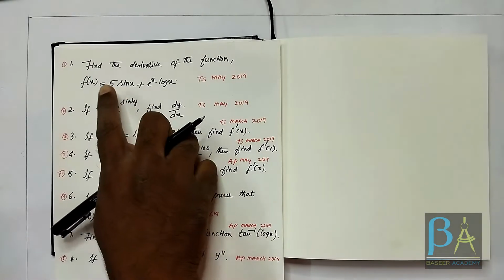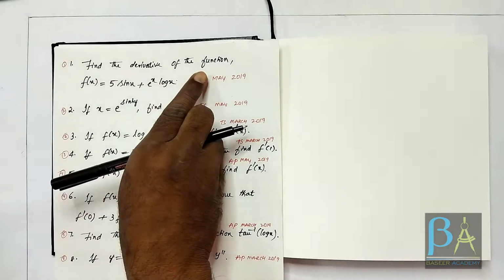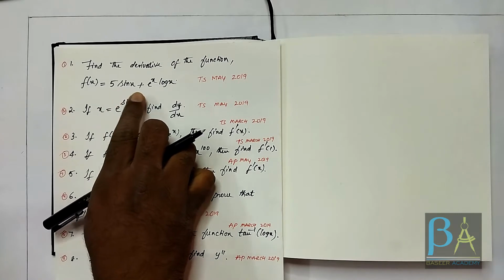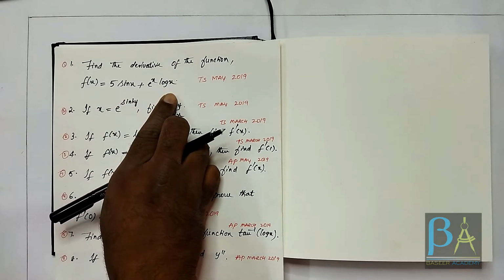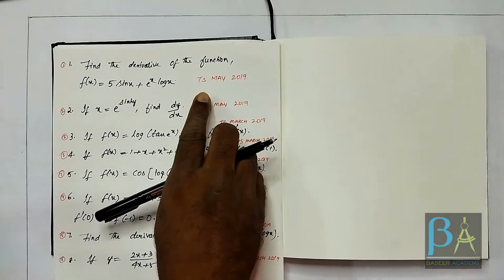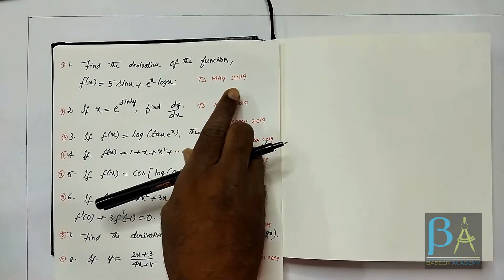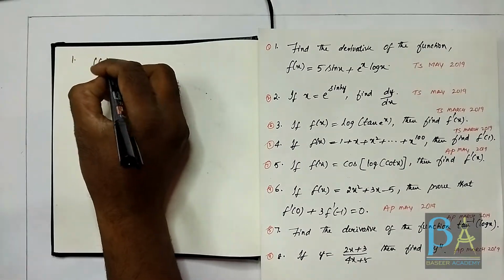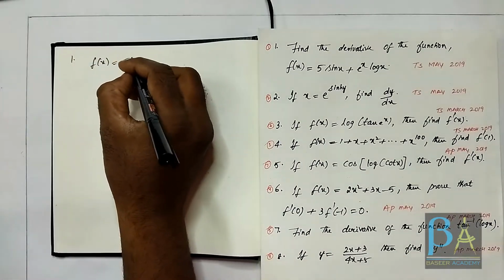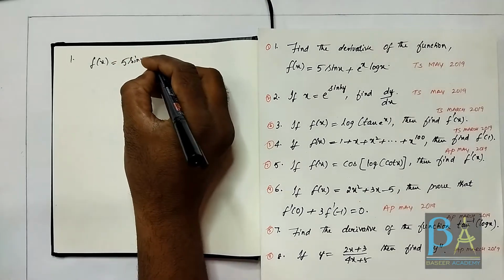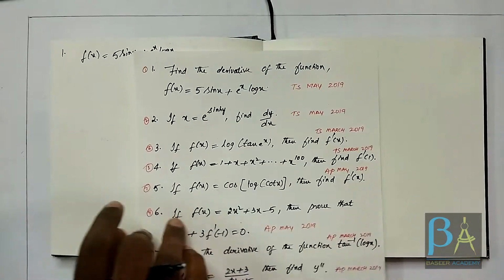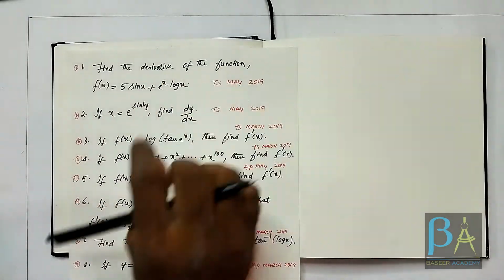Now the first question says, find the derivative of the function f of x is equal to 5 sine x plus e power x log x. Now this question was asked in Telangana State May 2019 question paper. Let me first write the function that is given to us. It says f of x is equal to 5 sine x plus e power x log x, and we are supposed to find the derivative of the function.